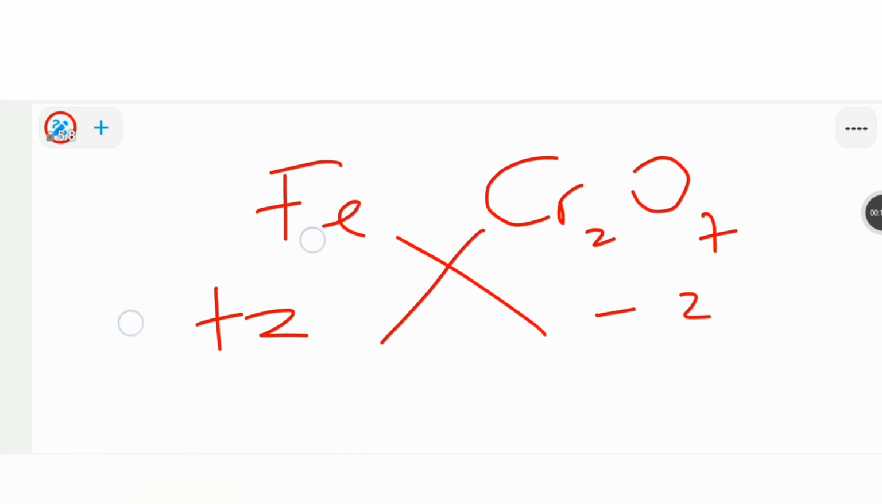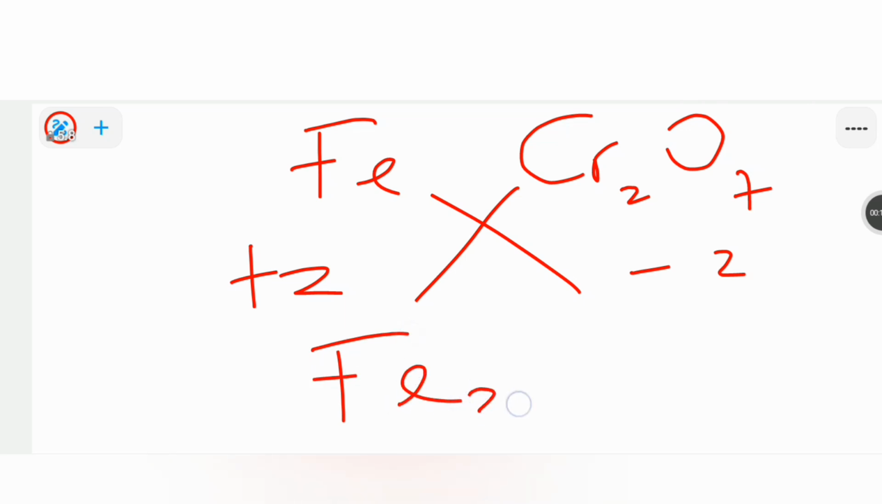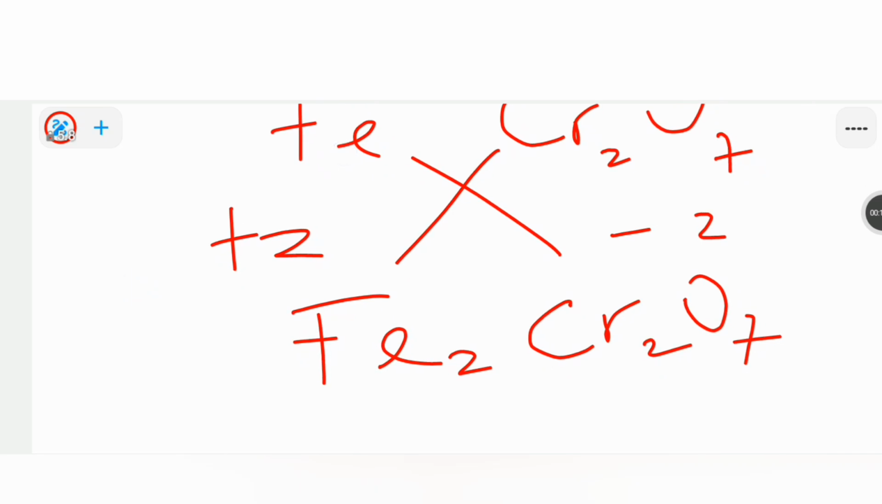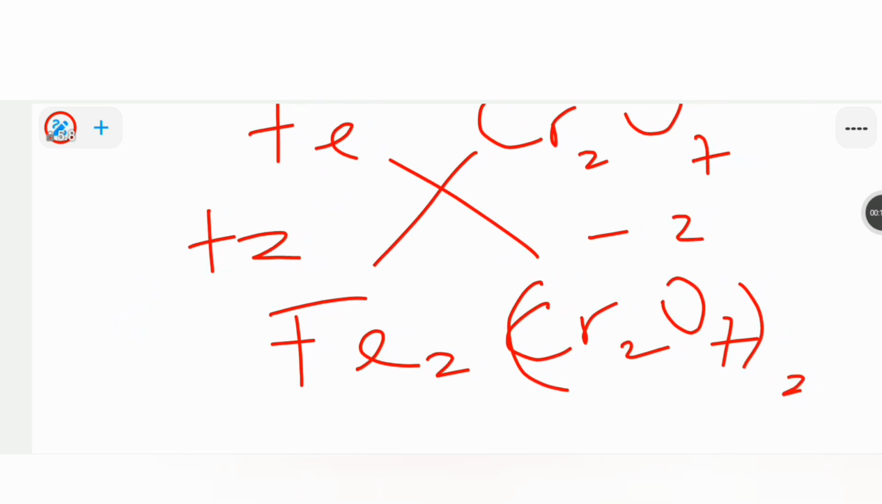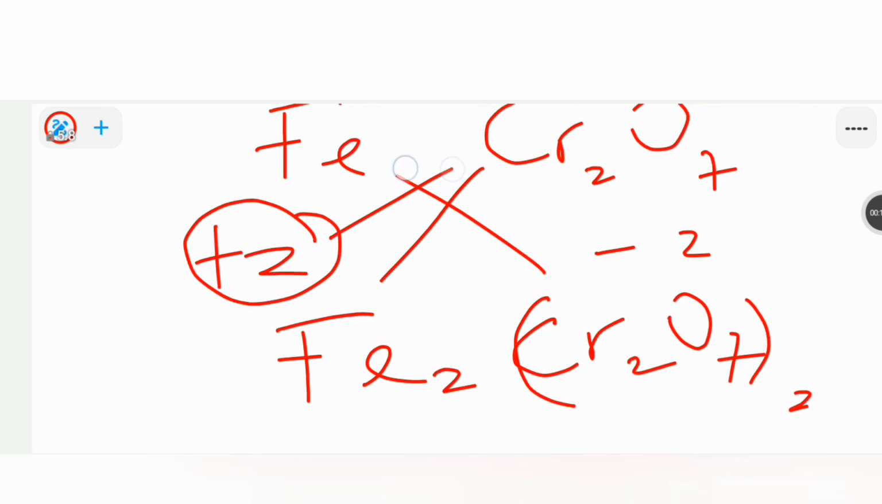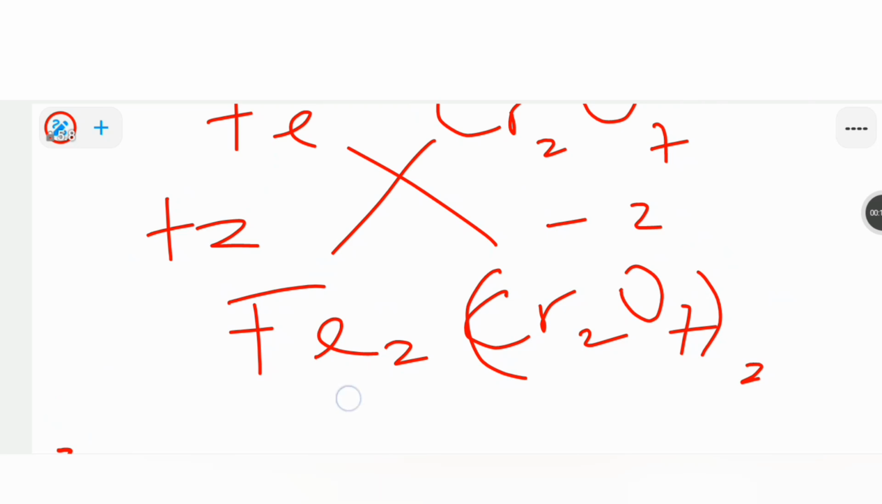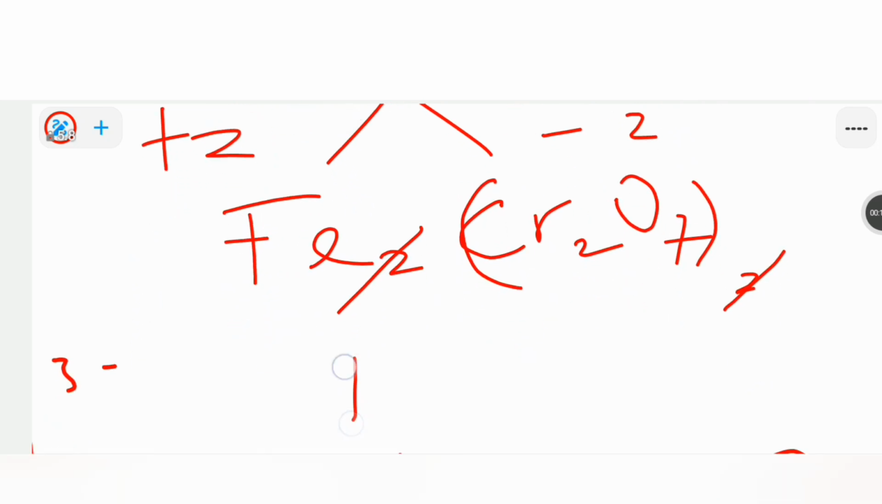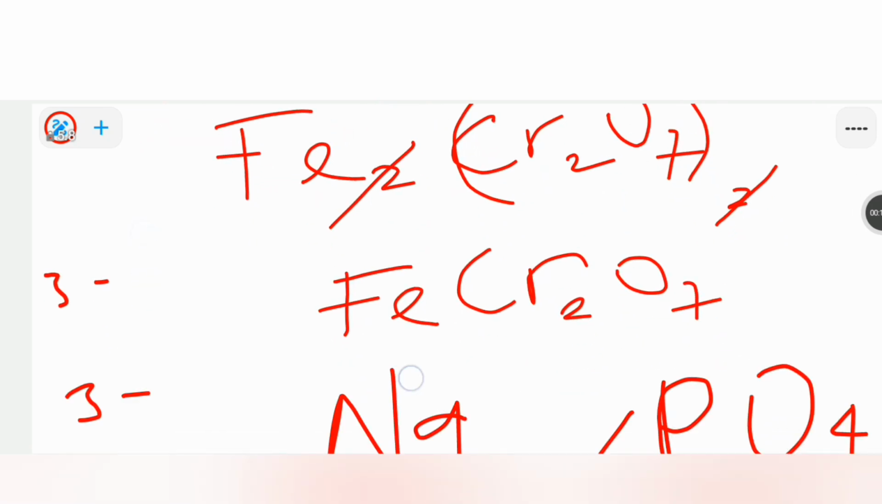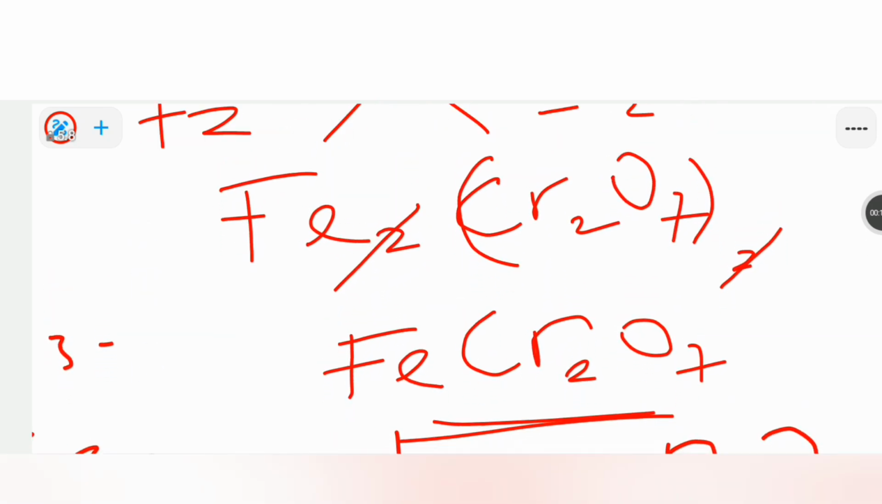When they combine, it's an interchange like that. You're going to get Fe2, then Cr2O7. Everything will be in brackets, then 2 will be here. The reason why 2 will be here is because this 2 is going for every one here. So you're going to get the formula like this, but you cannot leave it like this. Just cut with 2. 2 cancel 2. So the formula will be FeCr2O7. This is the formula of iron 2 dichromate. Okay, so take note of that.